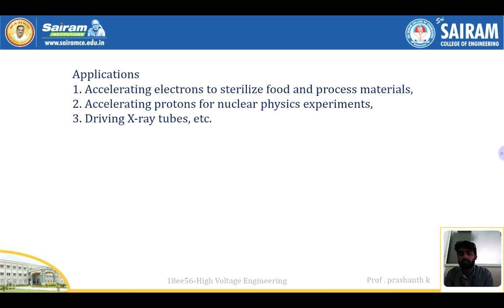The application of the Van de Graaff generator: accelerating electrons to sterilize food and processing materials. In the food industries, we also want a Van de Graaff generator for heating and melting of food, or melting of a particular product. And also accelerating protons for nuclear physics experiments. Accelerating protons in nuclear physics also needs more voltage for melting or energizing, excitation purposes. There also we have a Van de Graaff generator.